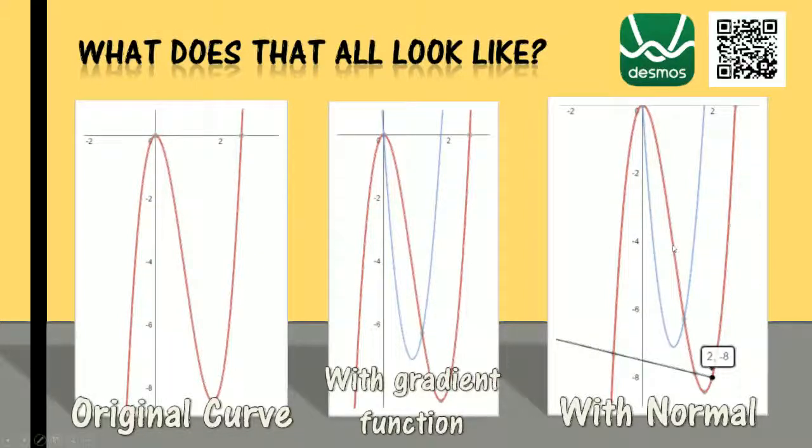But I think it's generally a good idea to try and graph these things if you can by hand, or even very roughly. You'll probably not want to graph the gradient function, but certainly the original curve you can have a stab at, using some of the ideas of how to sketch curves, and do the same with your normal function, just to see whether it makes some sort of sense.